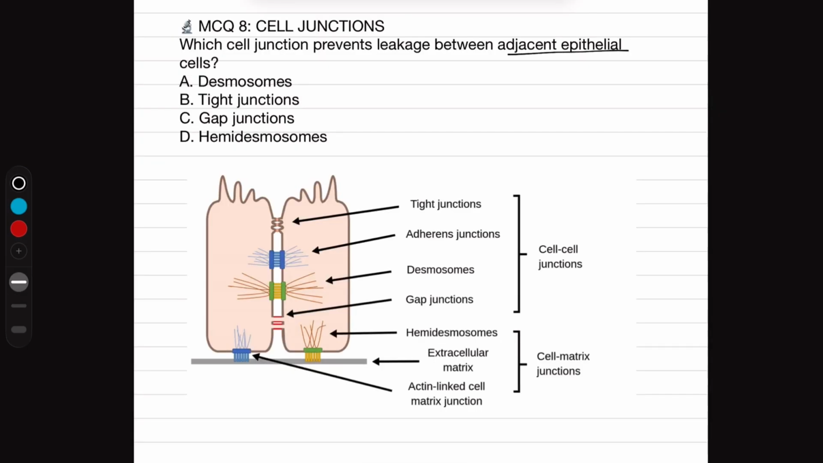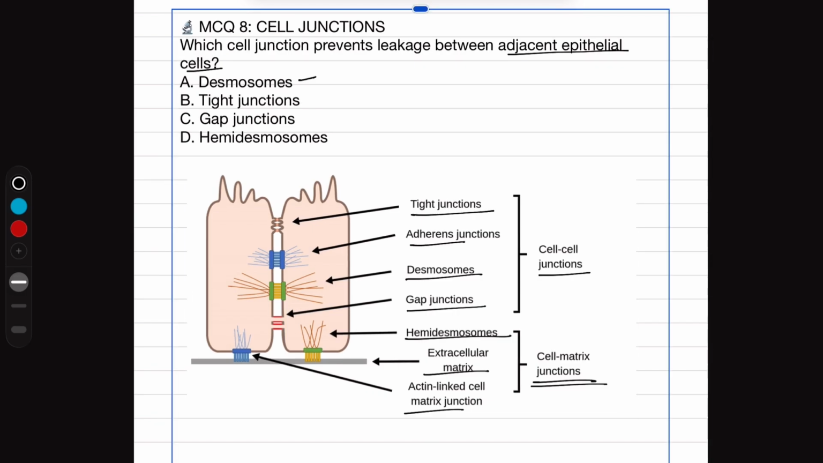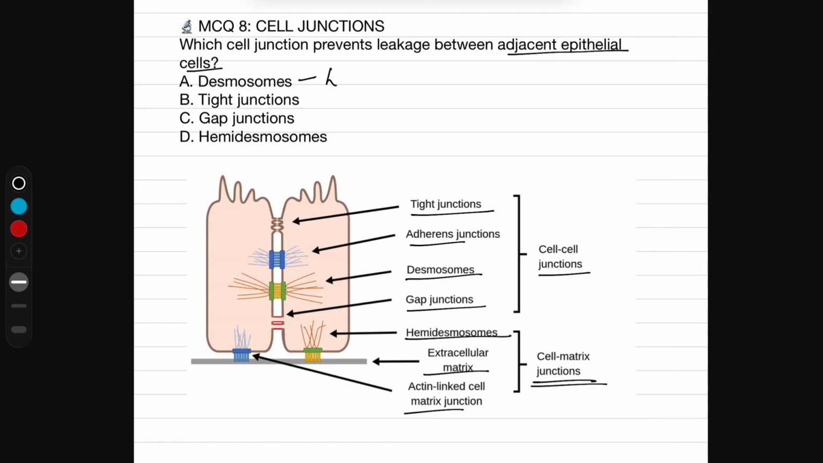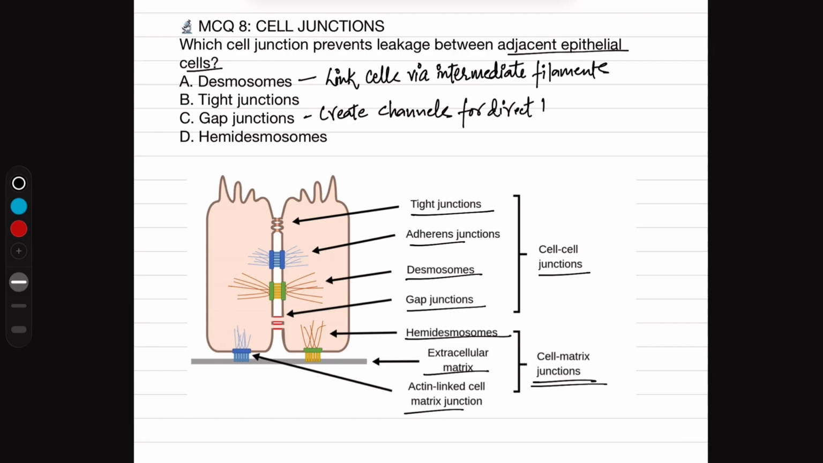Next is cell junctions. Which cell junction prevents leakage between adjacent epithelial cells? Here you can see in the diagram the major cell junctions and cell matrix junction. We need to focus that desmosomes are responsible to link cells via intermediate filaments, while gap junctions, as the name suggests, there is a gap, so there is communication. These create channels for direct passage of ions. It does not prevent any kind of leakage. And hemidesmosomes, these anchor cells to the outside extracellular matrix.